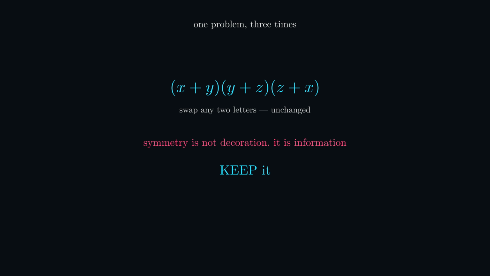3 problems worked through from beginning to end. They share one decision, and you are made to take that decision 3 times, once for each of them. Here is the decision. Some expressions do not care about the names of their letters. Take x plus y times y plus z times z plus x. Swap any 2 of the 3 letters, and you get the identical expression back.